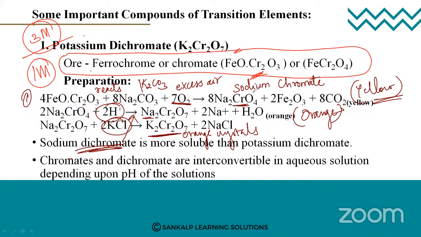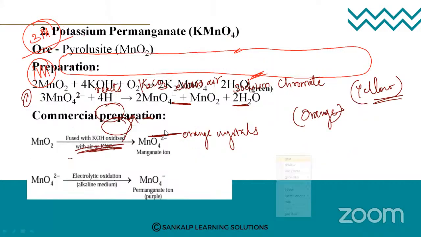So these are the points of preparation of potassium dichromate. Sodium dichromate is more soluble than potassium dichromate. Chromates and dichromates are interconvertible in aqueous solution depending upon the pH of the solution. We are converting the chromates into dichromates, and then we are converting the sodium dichromate into potassium dichromate. So they can be converted from one form to another.